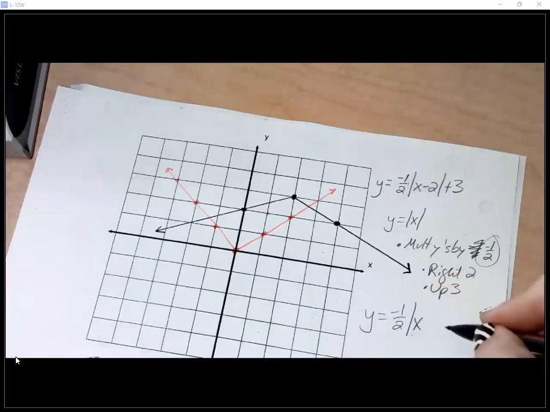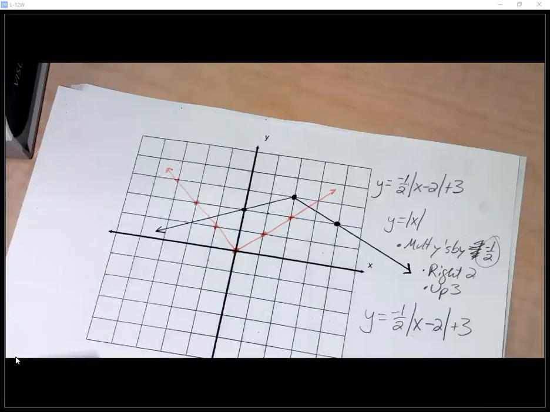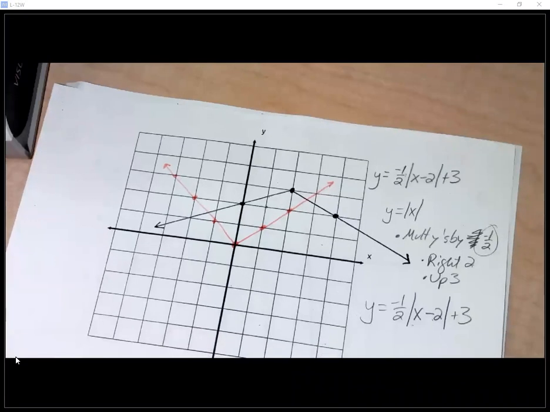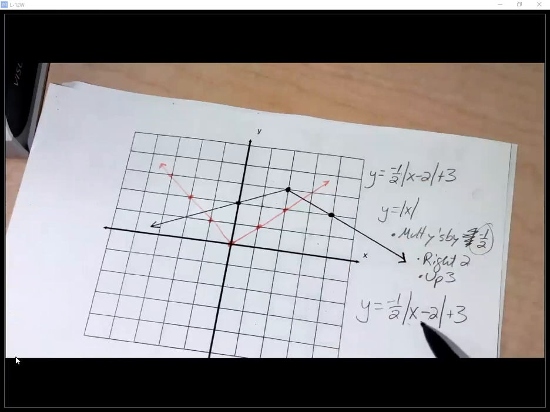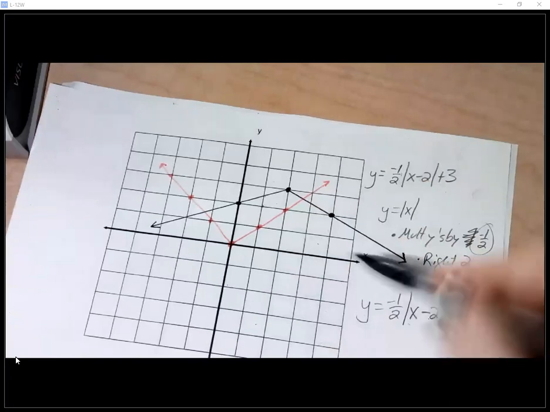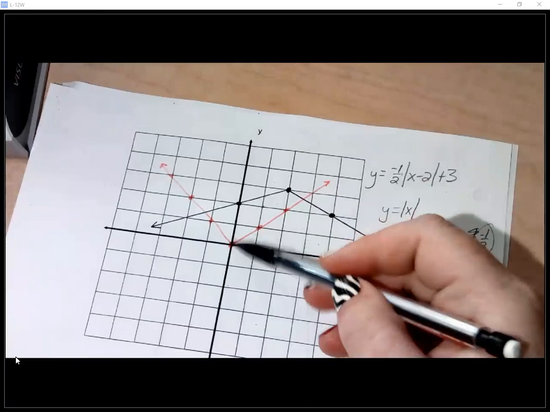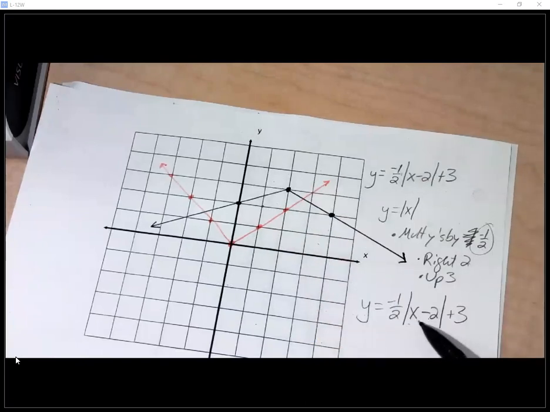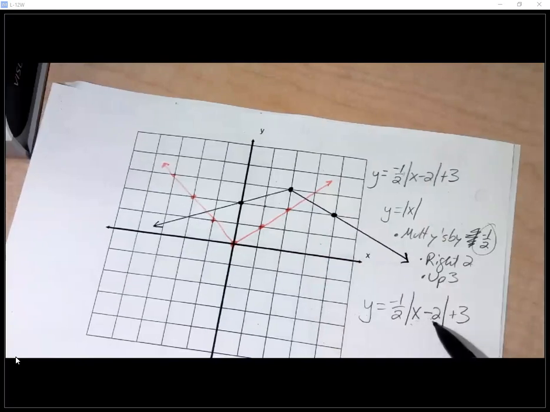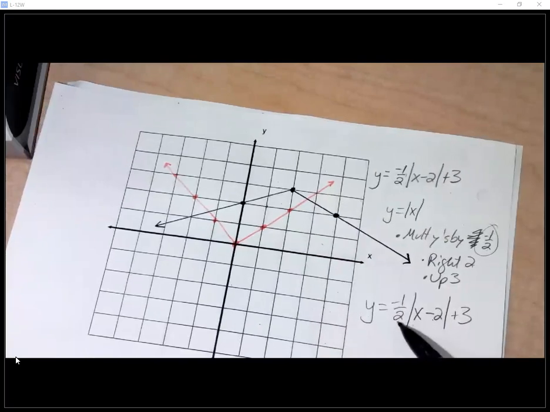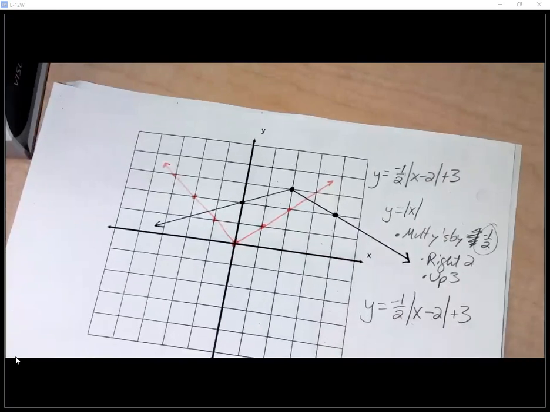You said a -2. I agree. This right 2 would have to have a minus there, and then up 3 would be a +3 on the end. Let us check a point. When I plug in 2, I should get out 3. I do. Plug in another point just for funsies. If you plug in 0, you should get out 2. I do, right? 0 minus 2 is -2. Absolute value is 2 times the -1/2 is -1. -1 plus 3 is 2. Yes. Okay.